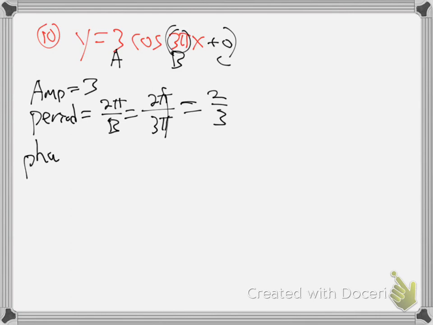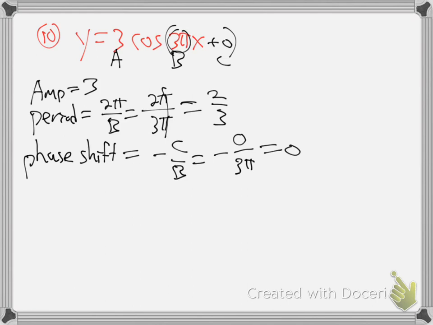What's the phase shift? Negative C over B. So negative C, which is 0, over who cares? 0 on the top of a fraction means that's 0. Doesn't matter what B is. 0 over 3 pi is 0. 0 and negative 0 is just 0. No such thing as negative 0. Did we simplify the period? I did simplify the period, I canceled the pi's. But you can also turn it into a decimal if you want to. It's your choice. Make it 0.67 or whatever you want.